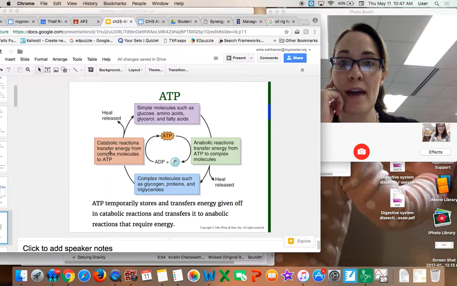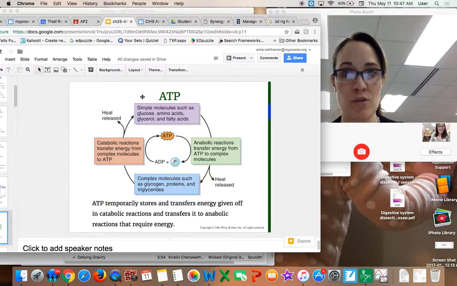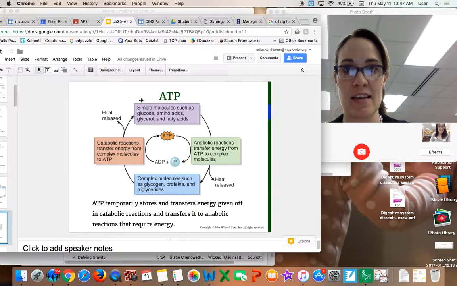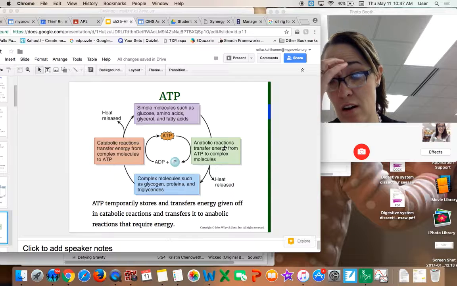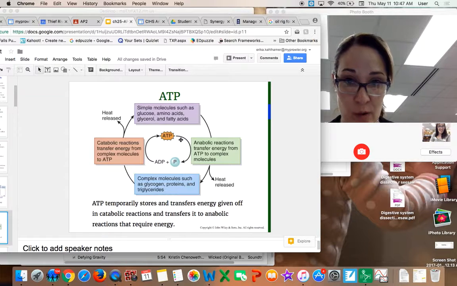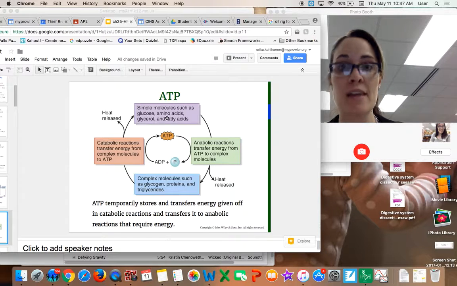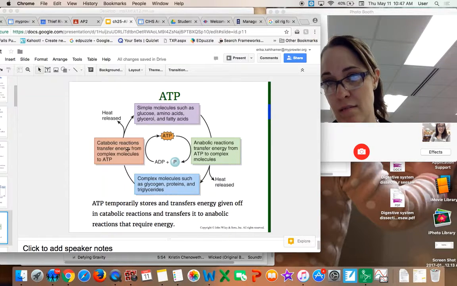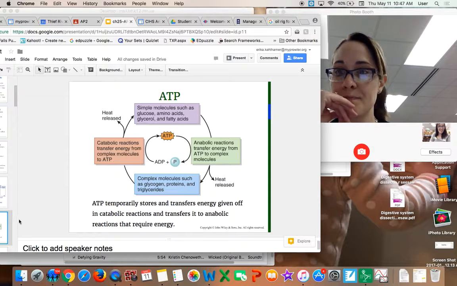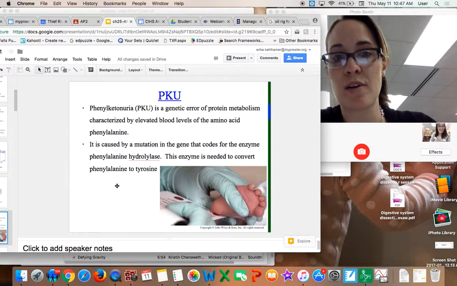So here we have catabolic reactions. We're breaking down an ATP, releasing that energy or releasing that heat. In anabolic reactions, we are forming complex molecules, and we use that ATP energy. Here we're using it, and a byproduct is ADP plus a phosphate. And then we need to make the ATP, release the ATP, make the ATP, release the ATP.